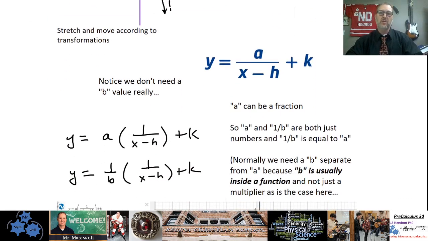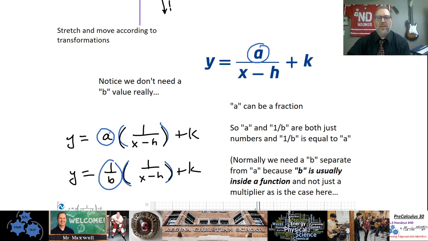We have an a value, and we have an h and a k. Now, notice there's no b value, and that's a question that I get sometimes. We could include a b value here, but the neat thing is we don't have to. Why is this neat? Well, we don't really need a b value because this a is simply a multiplier, and I can write it like this: a times 1 over x minus h. If you had a b, the b is not tucked away inside any kind of special function like a sine function or an exponential function. Really, b could be written like this as well, 1 over b times this.